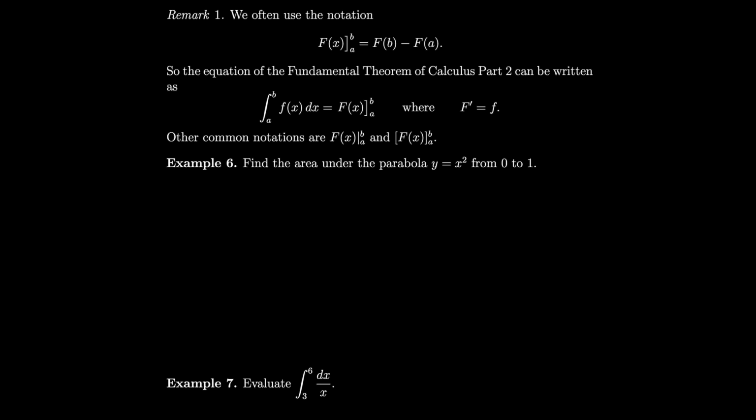We often use this notation, a bracket from a to b, to denote this in shorthand. So that allows us to rewrite our fundamental theorem in a much shorter form. We can just say that the integral is equal to F evaluated from a to b, where capital F, when you take the derivative, is f. So F is an antiderivative of f.